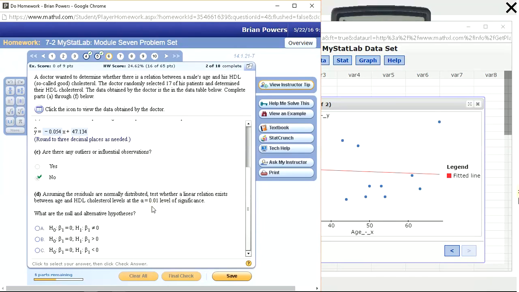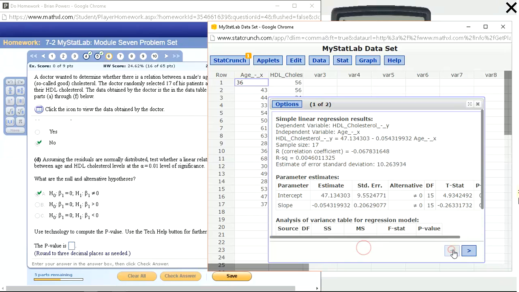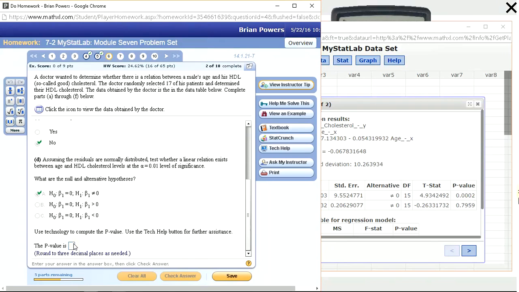Okay. Test whether a linear relationship exists between age and HDL. So remember, a linear relationship has to do with the slope coefficient, and the alternative is always not equal to. And the p-value, that's from the previous page. The p-value for slope is given over here, 0.795, that's 0.796 rounded up.